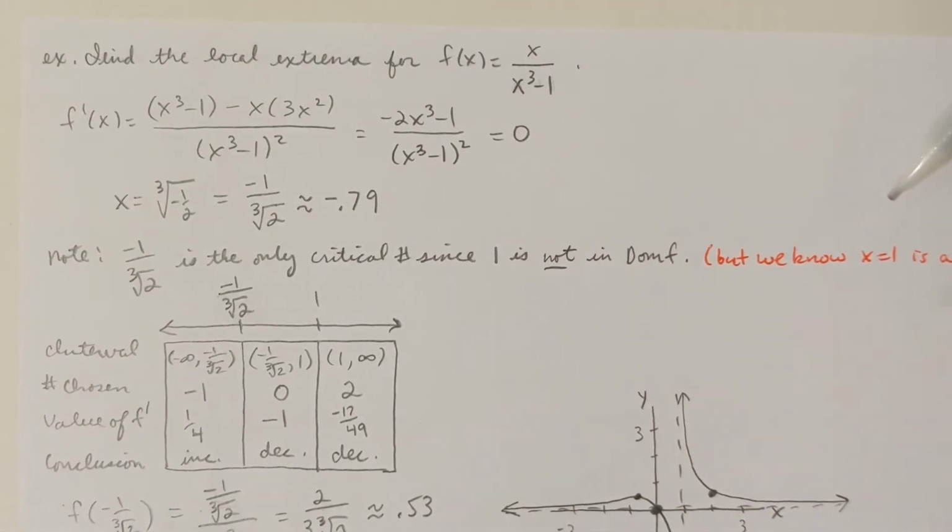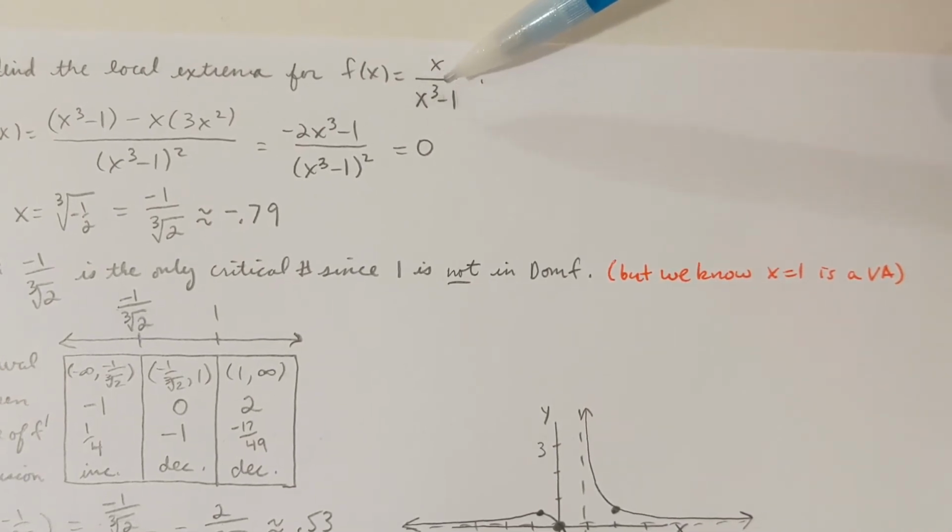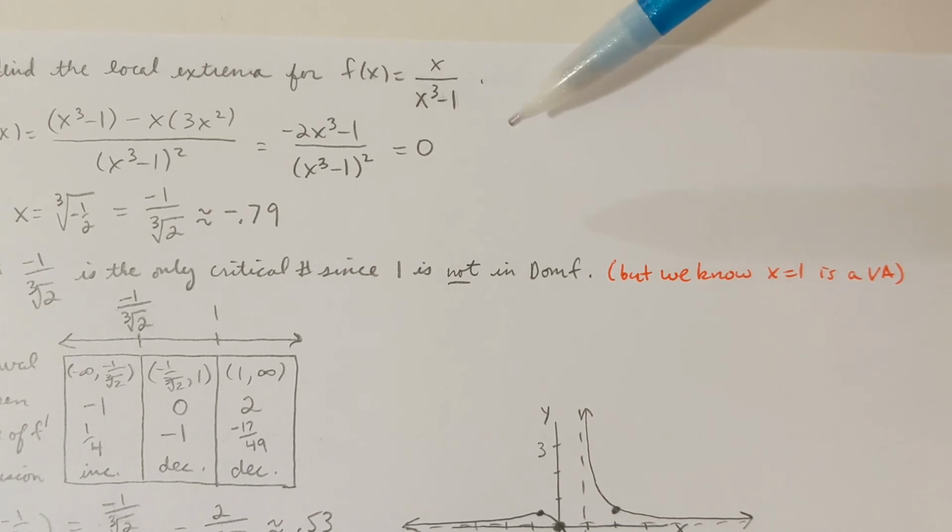Okay, but we know that since x equals 1 is a problem for f of x, we're going to have a vertical asymptote on this graph, right? In general, you're going to have vertical asymptotes on the graph of a rational function for any numbers that you're throwing away as a result of division by 0.